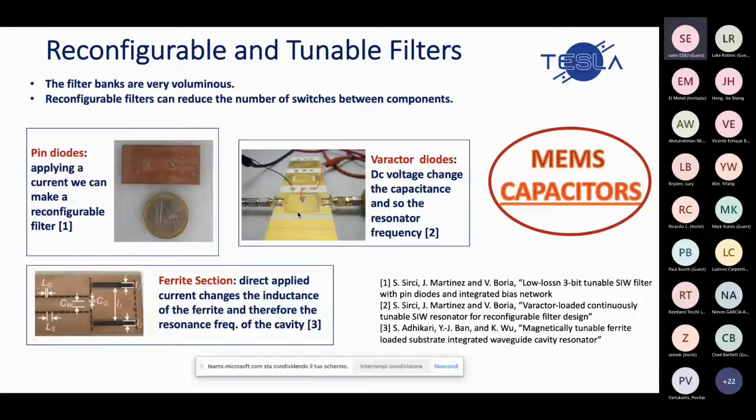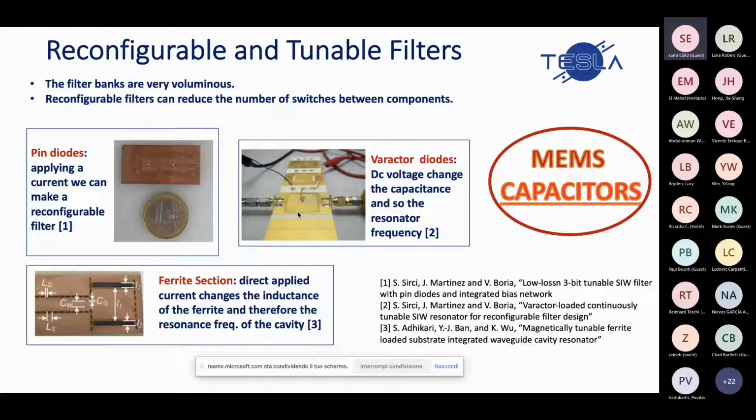Here we can see some examples of reconfigurable and tunable filters. Tunable filters need a high quality factor because of losses due to the tuning elements, and they are becoming increasingly important in recent years because they can reduce the number of switches between components. The filter banks are voluminous, so tunable filters allow us to make compact filters.